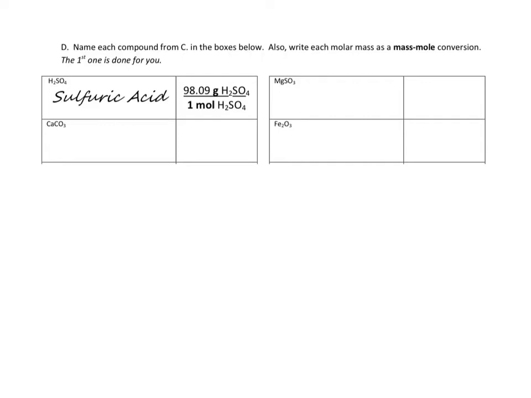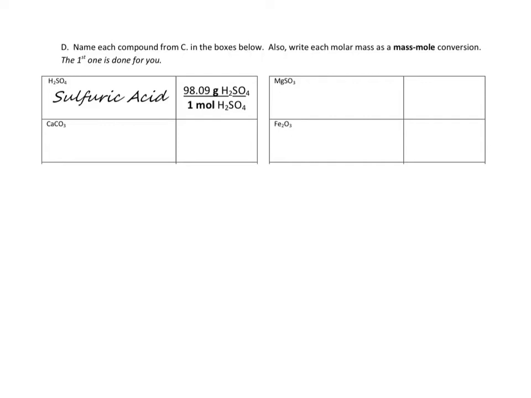We need to look up the molar mass on the periodic table by taking each atom in the compound and adding its mass together for a total. The first one was done for you. Sulfuric acid, which has a formula of H2SO4, is the sum of 2 hydrogens, 1 sulfur, and 4 oxygens. Molar mass is always expressed to 2 decimal places. The total for sulfuric acid works out to be 98.09 grams.